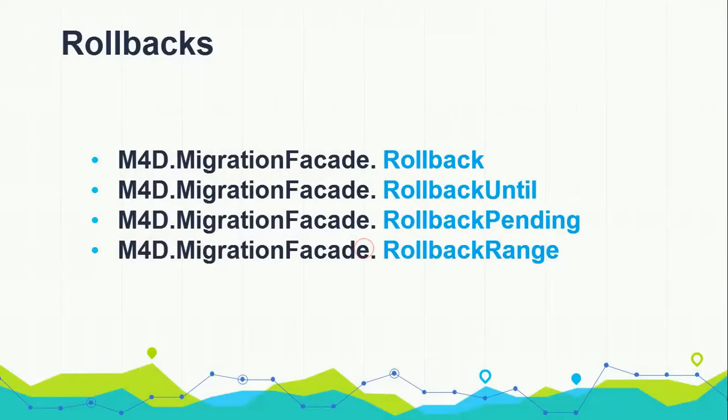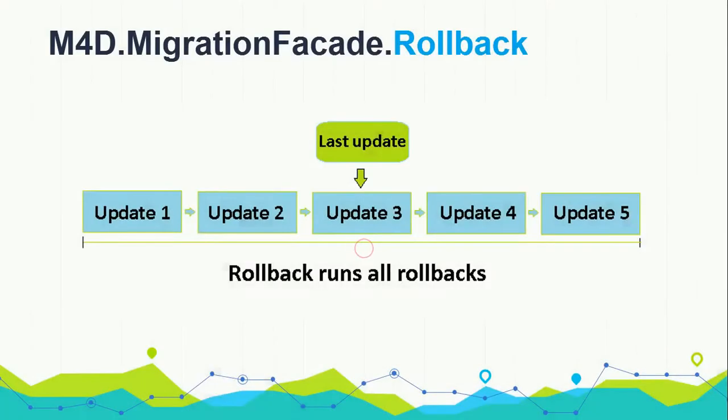Rollbacks are a way to return updates that have already been executed. There are 4 ways we can do this. The rollback procedure executes all registered rollbacks. It does not consider update histories and always runs all rollbacks.